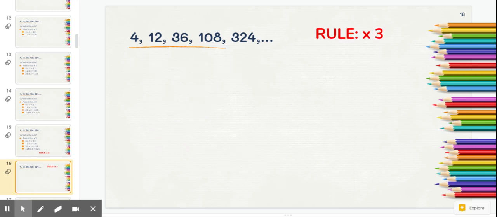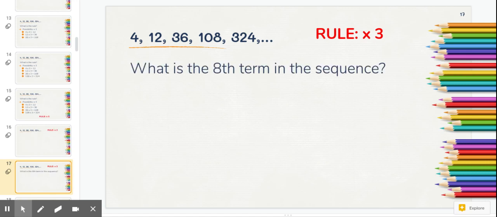So we found out the rule, which is multiply by 3, and that's usually only the first step in solving problems like these. Usually, you'll see a follow-up question, such as, what is the 8th term in the sequence? Now, a big mistake some people make is they automatically assume that, oh, the rule is times 3, and I need to know the next term, so I'm going to take 324 and multiply that by 3. However, the question is asking for the 8th term in the sequence.